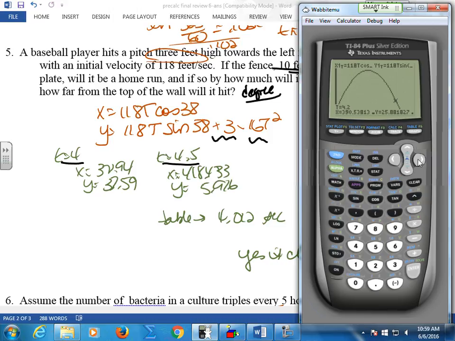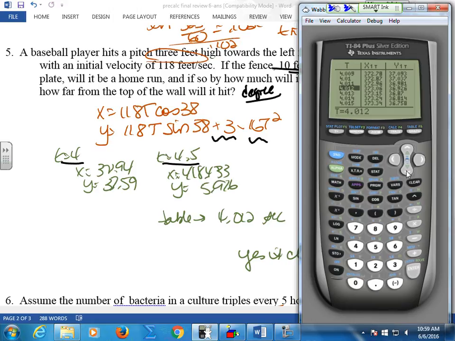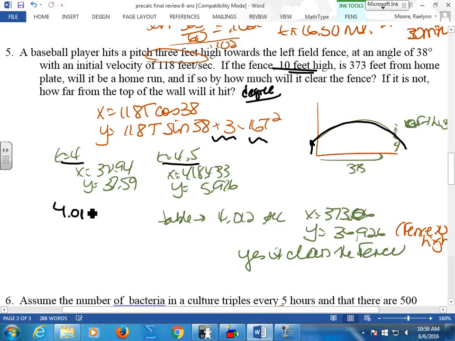But if you want to get more exact, how did we say to do this? Go to your table. So maybe about at 4. Start your table set at 4, and do 0.001. You're looking for X to be closest possible to 373. Right here. So here's my time. My time is at 4.012. My X value was 373.02. I want to know what my Y value is.